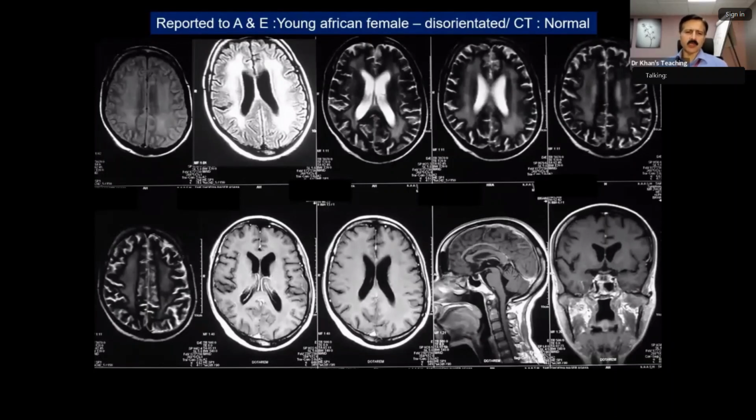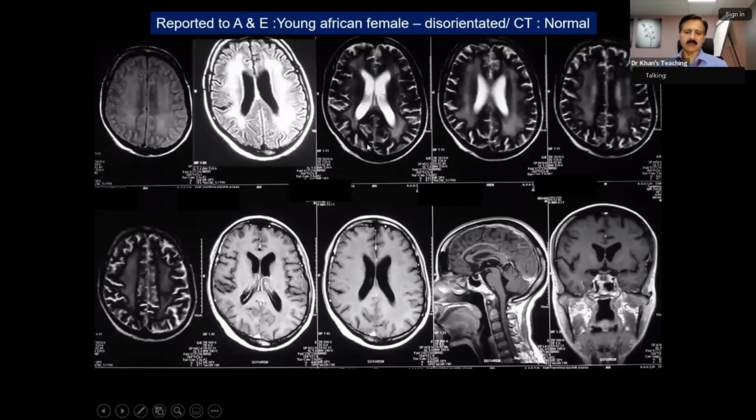This patient reported to A&E, a young African female. She was very disoriented. CT scan was sort of normal. Did this MR. This is a FLAIR sequence. This is a T2-weighted sequence. There is no enhancement on the post-contrast. But how can you explain this finding? How will you tackle it?